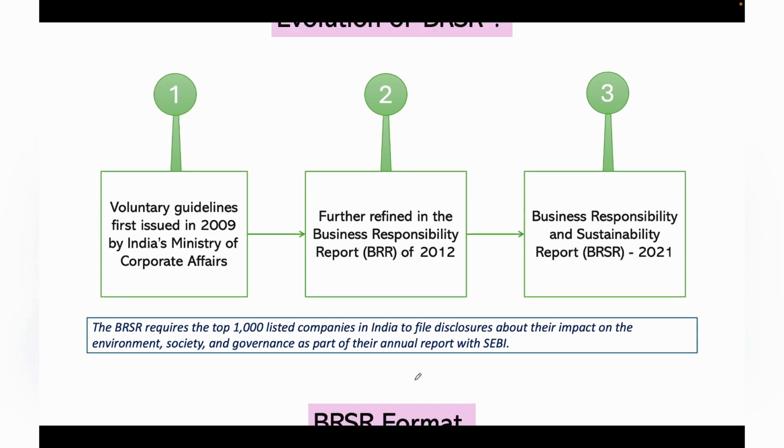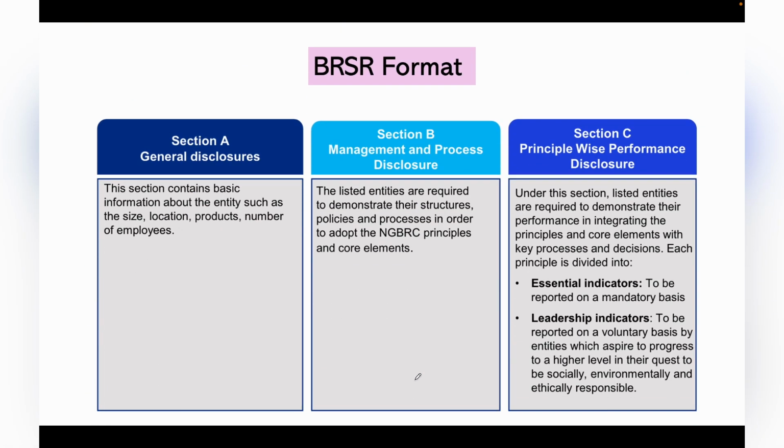Now, let's discuss the format of BRSR. There are three sections in BRSR. Section A talks about general disclosures. Section B is about management and process disclosures. Section C is the principle-wise performance disclosures. Let's discuss each section in detail.